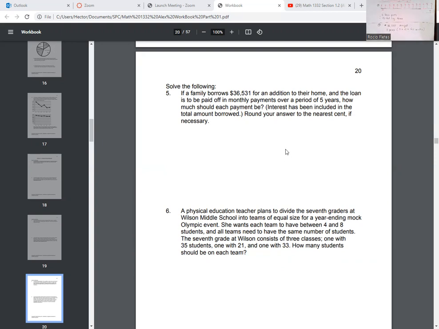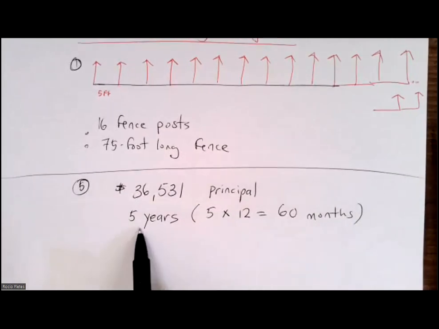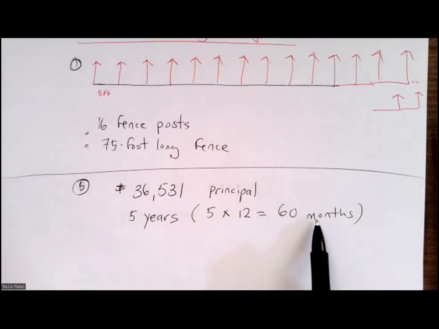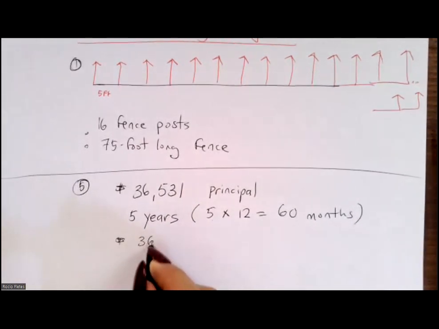And we want to figure out the monthly payment. So that is why, let me stop sharing so I can show you what I wrote here. So you see, we have the principal, this is how much we borrowed. And we have 5 years, which gives us how many months? 60 months. So we want to figure out how much we're going to be paying per month.